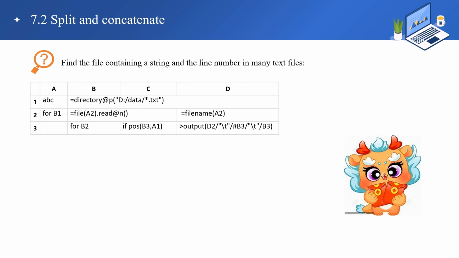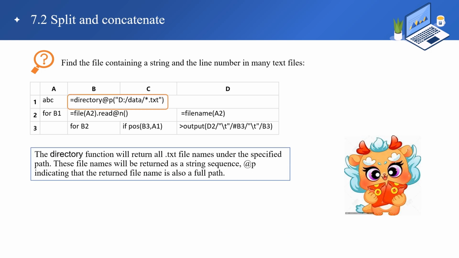Assuming that the string to be found is in A1, let's specify all text files under the path. We're going to learn a few new functions. The directory function in B1 will return all .txt file names under the specified path. It is better to use the absolute path, otherwise the file may not be found because the startup path of sproc is uncertain. These file names will be returned as a string sequence. The p option indicates that the returned file name is also a full path.